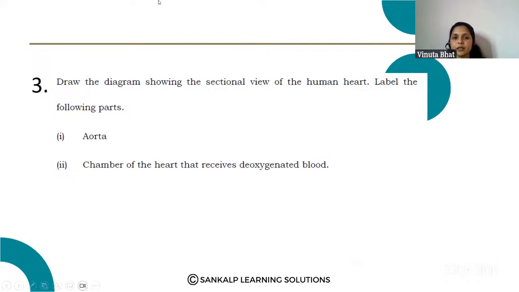Next question. So this is also a diagram. So I'm just telling which are the important diagrams from this chapter. Draw the diagram showing the sectional view of the human heart. Label the following parts: aorta and the chamber of the heart that receives the deoxygenated blood. So this question is also a repeated question.